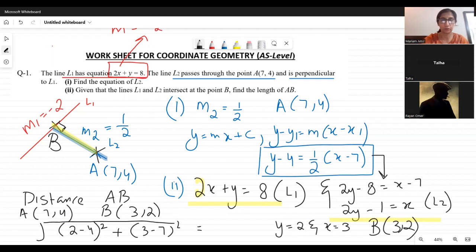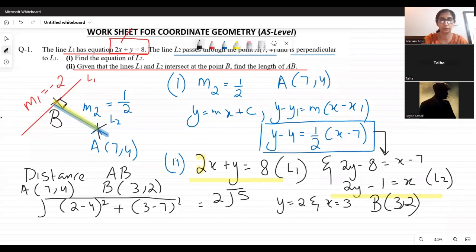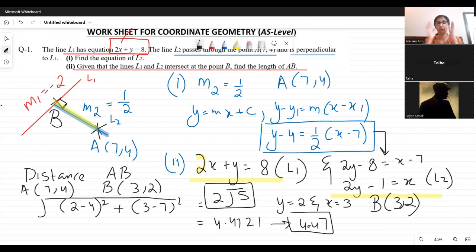So the answer is coming out to be 2 square root of 5. The question did not specify whether you need to give the answer in exact form or decimal form, correct to one decimal place or whatever. So 2 root 5 is a good enough answer, or the decimal equivalent would be 4.4721, which rounds to 4.47 in 3 significant figures. Either give the exact answer or the decimal answer correct to 3 significant figures.